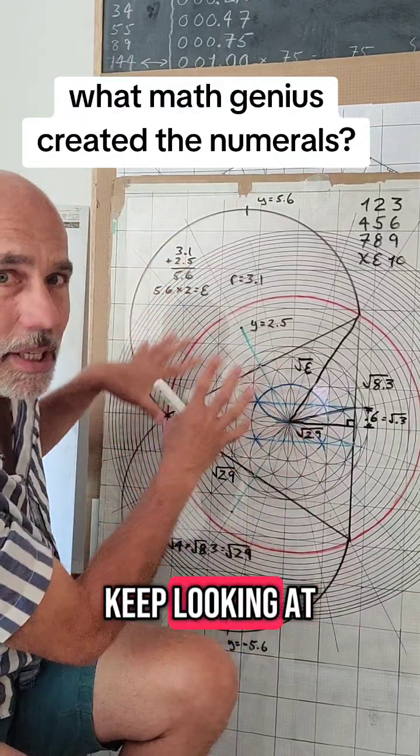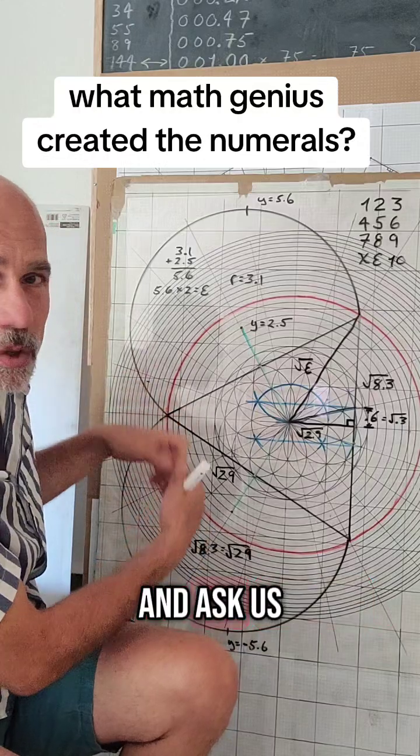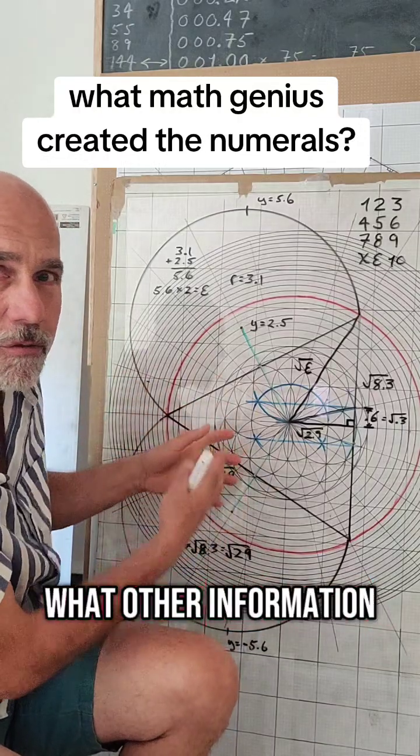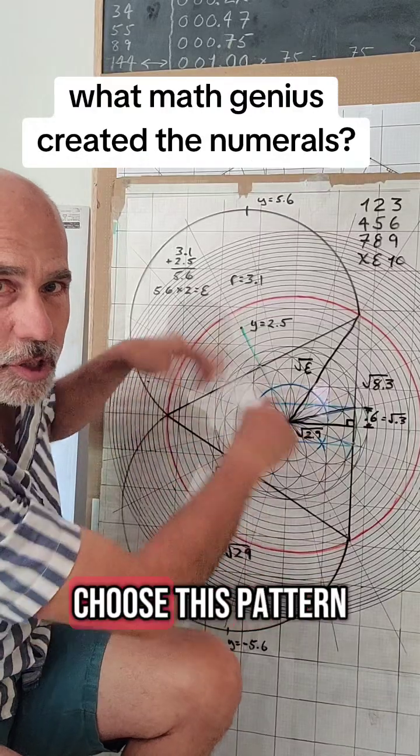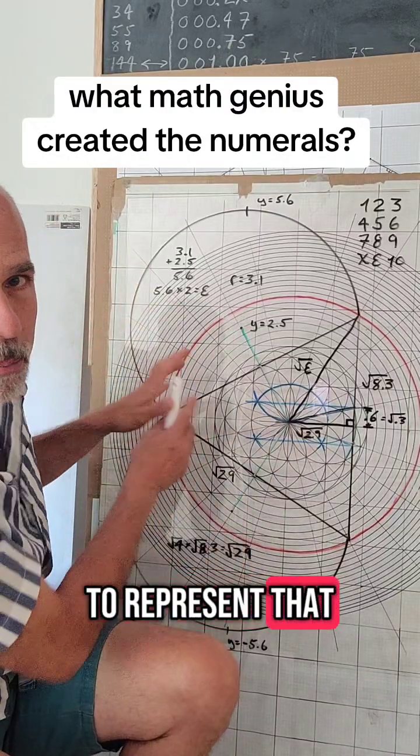So we're going to keep looking at this geometric pattern and ask, what else is happening here? What other information are we getting? Why did they choose this pattern to represent that particular number?